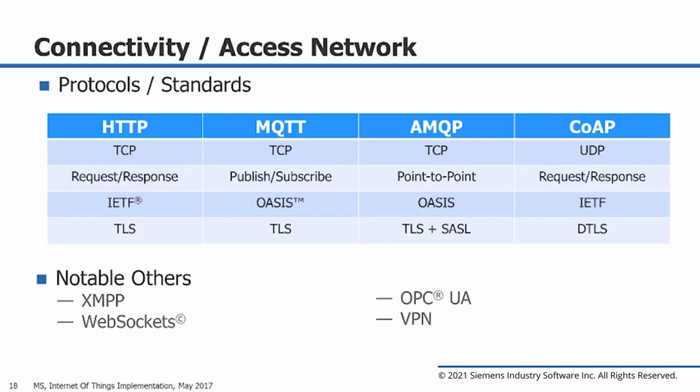Among the other protocols, OPC-UA is interesting and important in the context of industrial Internet of Things. XMPP is another protocol that has its origin in the chat and messaging world. I've also seen implementations where people have used VPN technologies to create a private network between cloud and devices. Some implementations use WebSockets to build a responsive application. So that's another protocol that can be used in access network.